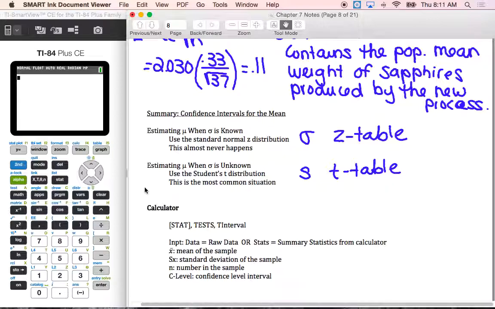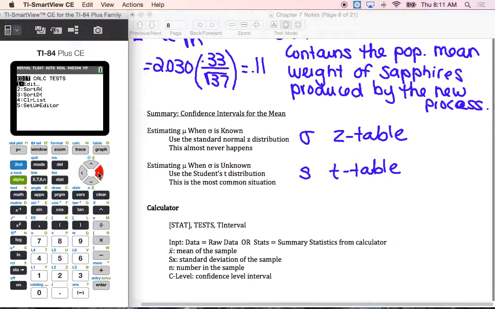Now you can also do this on your calculator, but again, it's not going to give you what your E value is. I don't really use this much because I would much rather just type it into my calculator and see it by hand. So going through it, we hit the stat button, go over to tests, and now you want t interval. Again, leave it on stats there.